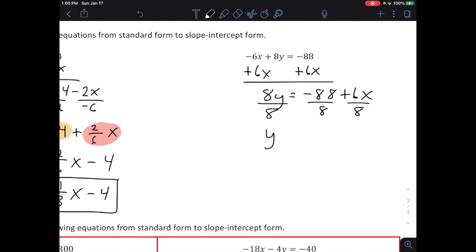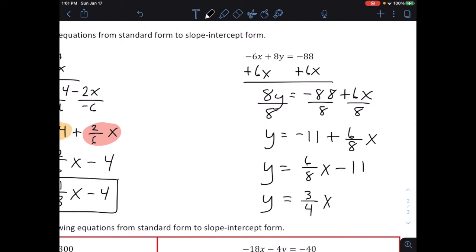So we end up with y equals negative 11 plus 6 over 8x. Okay, so I need to move some stuff around. So I'm going to move the negative 11 to the right, the positive 6 over 8x to the left. So we have y equals 6 over 8x minus 11. And then in this case, the 6 and the 8 are both divisible by 2. So we divide each one of those numbers by 2 and we get 3/4 x minus 11.